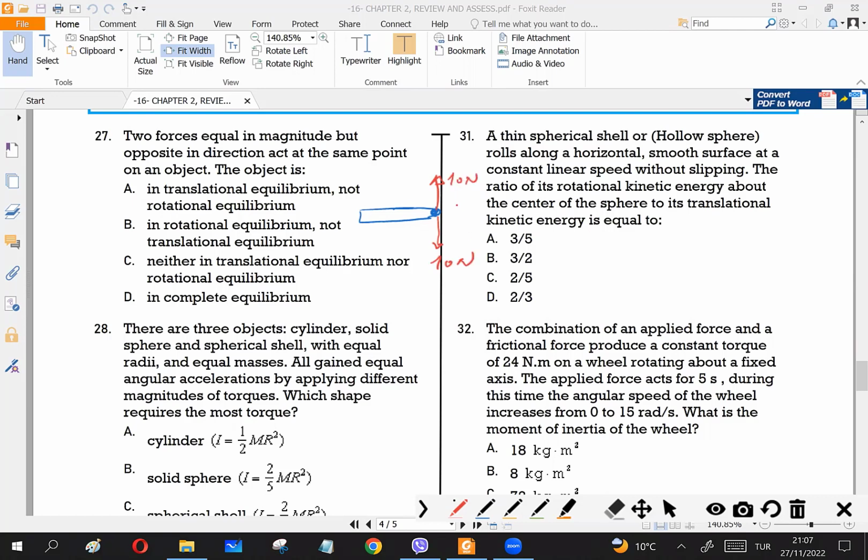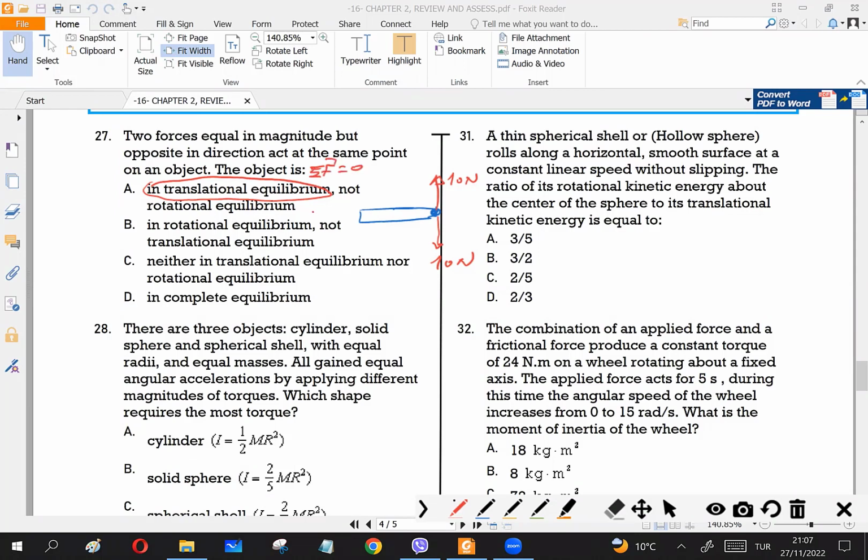So the object is in translational equilibrium, correct, because the net force acting on the object is going to be zero. One of them is in positive y, the other one is in negative y, or positive x, negative x. So two forces opposite in direction, equal in magnitude. The sum of them is equal to zero. So because the sum of the forces acting on the object is equal to zero, it's the condition for translational equilibrium.